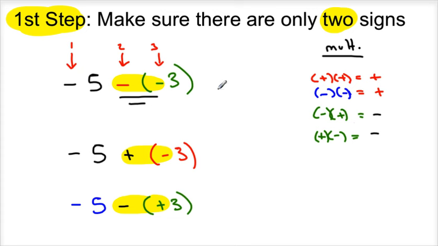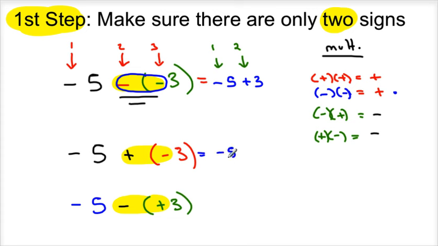So if we look here, we're going to keep our -5, and now what do these 2 signs become? A negative times a negative is a positive, plus 3. So now my 1, 2, 3 signs just became 1, 2 signs. Let's get it down to 2 signs, and let's look at our next one.